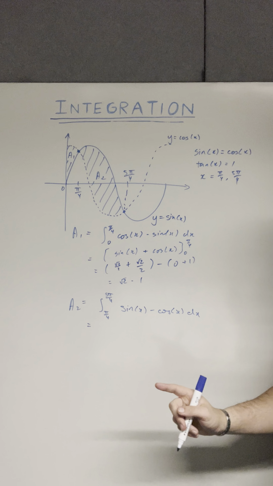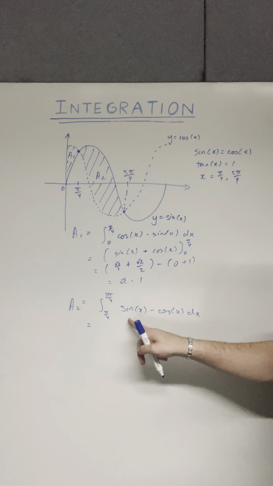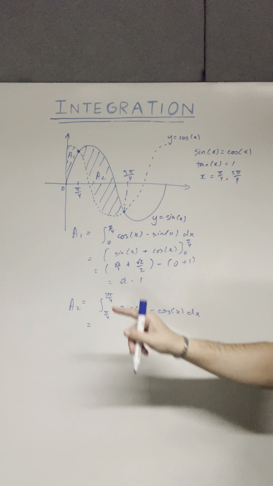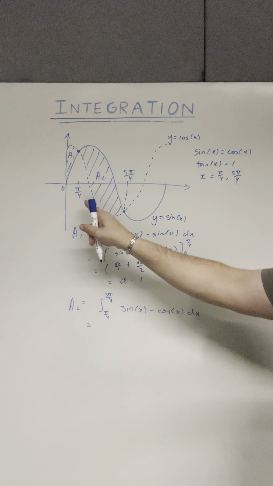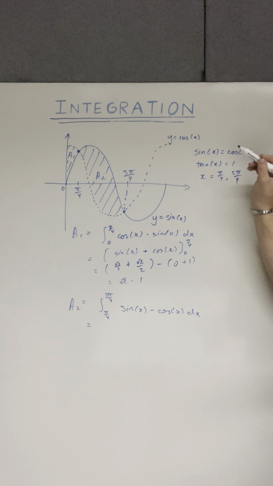Now just repeat the same process for A2. The only difference is, well, there's two differences. The first one is I just swapped my functions, because now in this region, for A2, the sine is above the cos. And then the x bounds are just slightly different. We start from pi on 4 now, and then we go to 5 pi on 4. Again, that was found through this equation here.